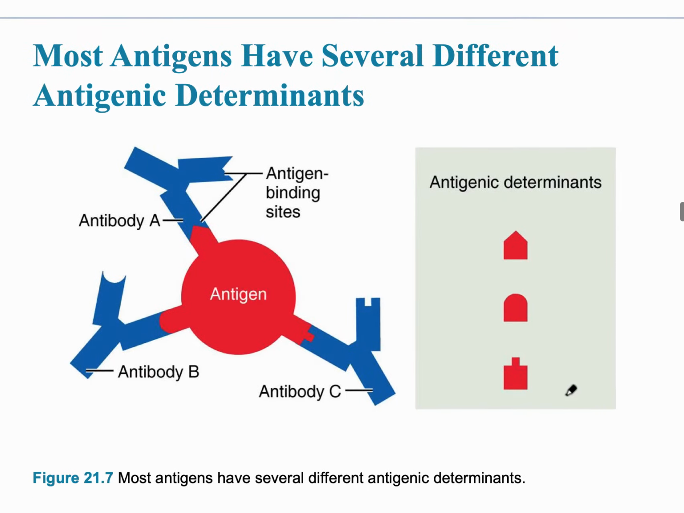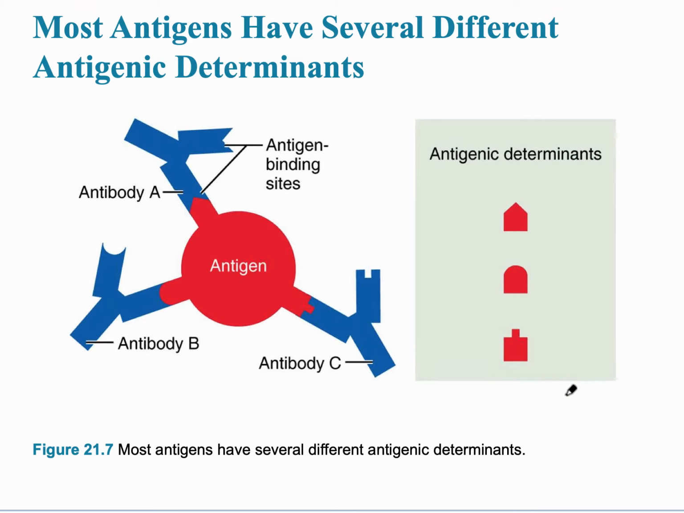On this slide, we can see the antigens, and in this case, there's one specific antigen and three antibodies that bind to it. The way they do this is through antigenic determinants. The antigenic determinants are the immunogenic part of an antigen, so the part that generates an immune response, essentially.